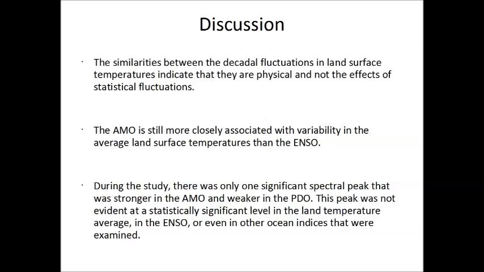The similarities between the decadal fluctuations and land surface temperature data provided by the different sources indicate that the fluctuations are physical and not the effects of statistical fluctuations. Given that short-term fluctuations such as the temperature rise in 1998 were caused by strong El Niño events, the AMO is still more closely associated with variability in the average land surface temperatures than the ENSO.